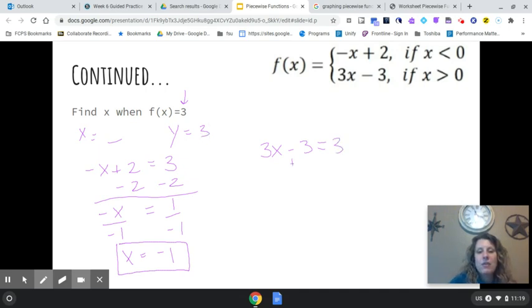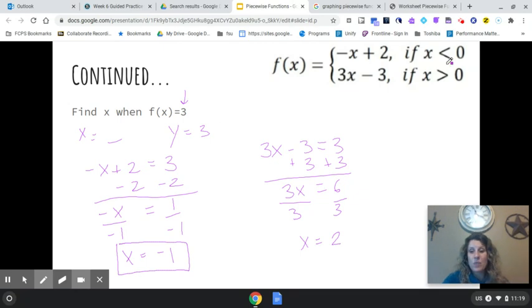We would add 3 to both sides. So 3x equals 6. And dividing both sides by 3, we get x equals 2. Checking the domain, x is greater than 0. Is our x value greater than 0? Yes, it is. So we actually have two solutions to this problem. We have two x values, negative 1 and positive 2, that give me a y value of 3.